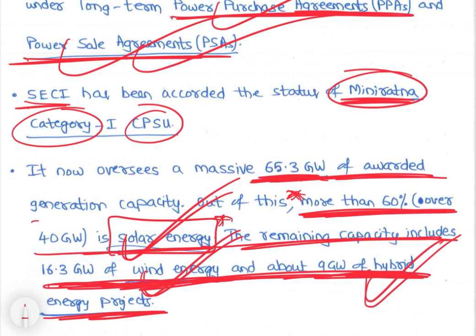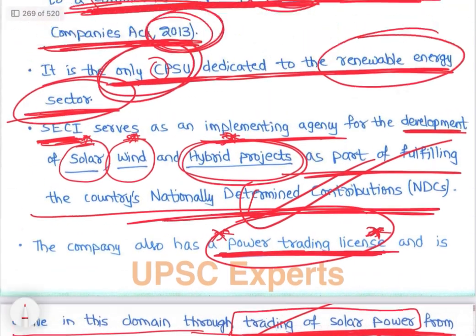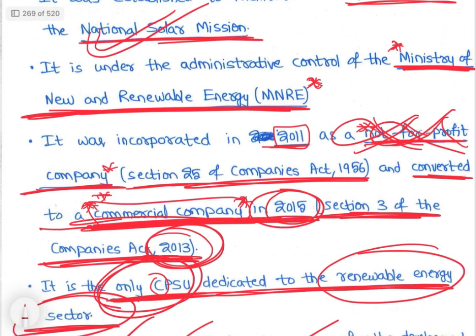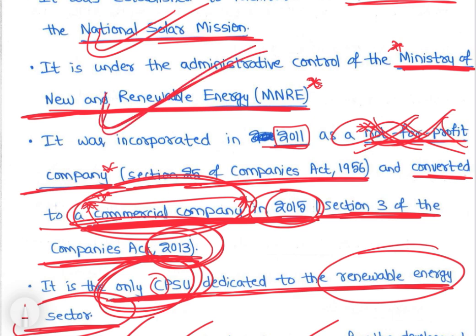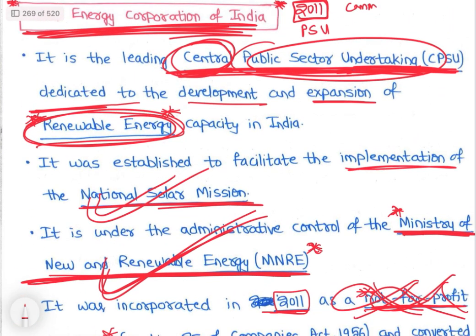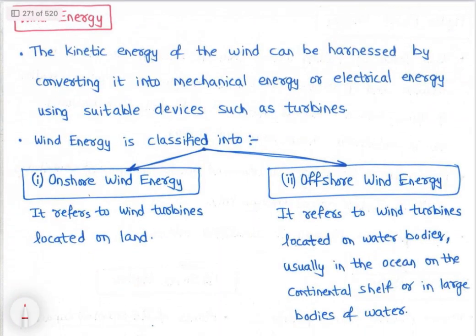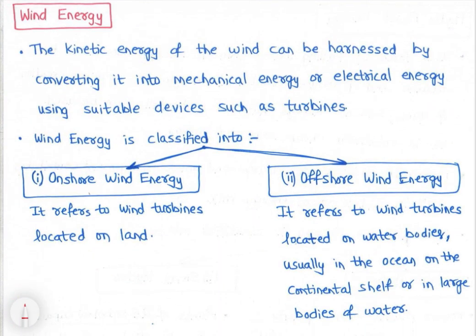So again, look how much scope there is for questions. So it is a CPSU. It can be involved in power trading licenses. It deals with solar, wind, and hybrid. And it is the only CPSU, and it is a commercial company working under the Ministry of New and Renewable Energy. So a very important topic. So now with this we are done with solar energy. Now let's understand wind energy.